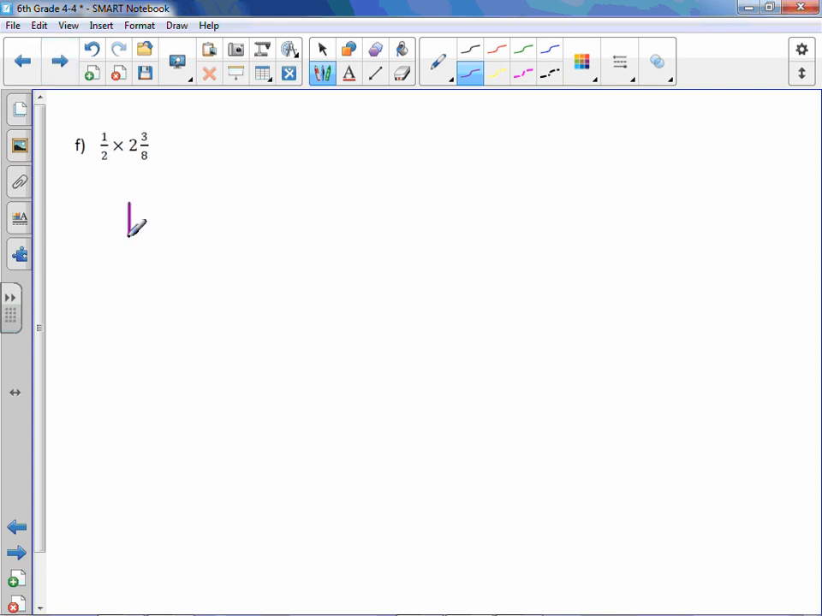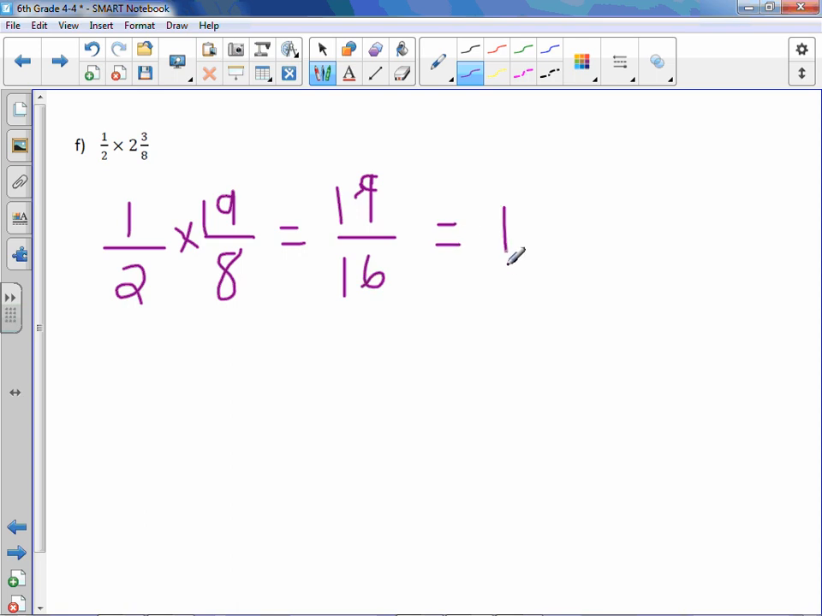Letter F. 1/2 times 2 3/8. 2 times 8 is 16, plus 3 is 19. Keep the denominator of 8. Multiply across, we get 19/16. 16 goes into 19 once, with 3 left over. Cannot be reduced, therefore 1 and 3/16.